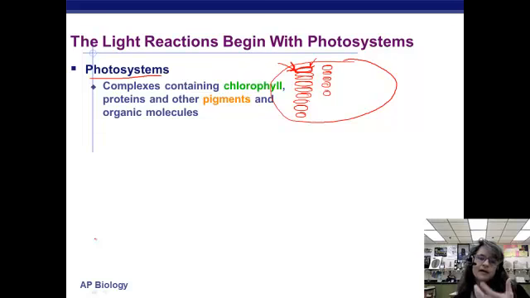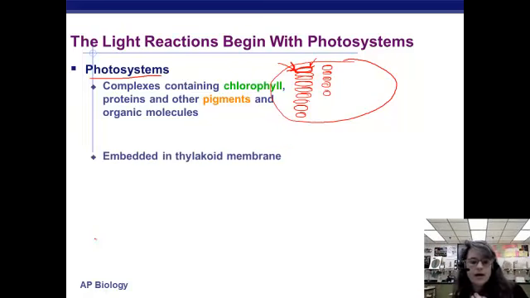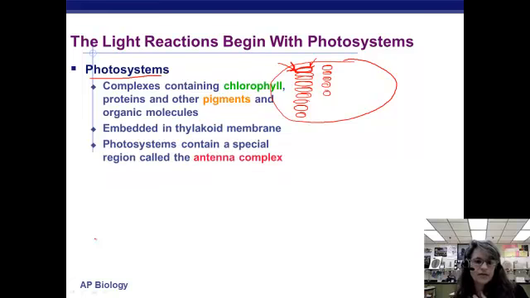A photosystem is a complex that has chlorophyll in it, but not just chlorophyll. It's got the other pigments as well that are all there. All these photosynthetic pigments are there to help catch light, okay? Embedded in the thylakoid membrane.